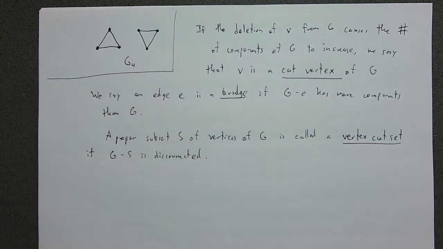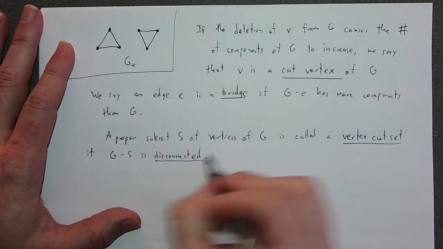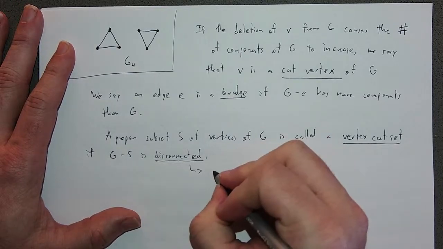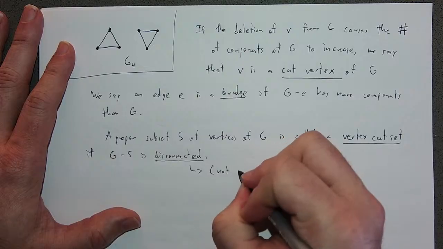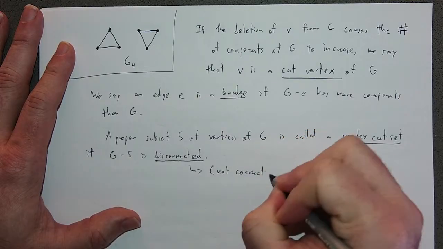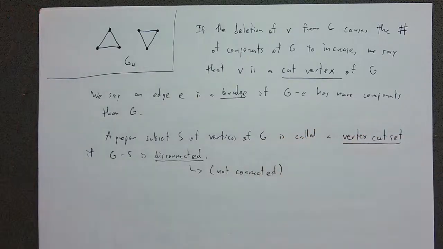Okay. So remember, disconnected just means not connected, right? So that's all it means. It does not mean totally disconnected. When you think of disconnected, it doesn't mean it's just a bunch of vertices without any edges. No, it just means that it is not connected.